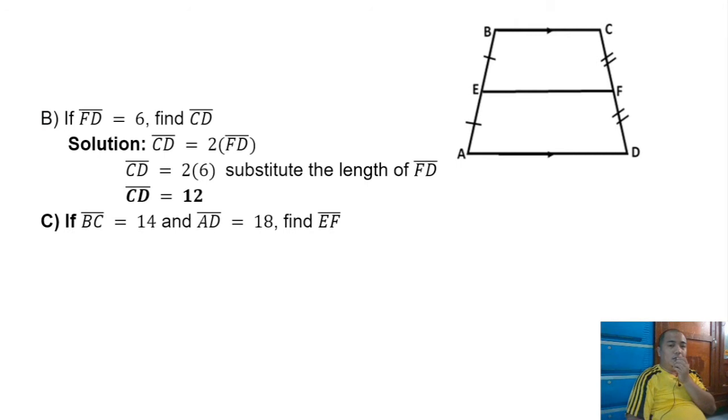Next, in the same figure, if BC is equal to 14 and AD is 18, find the length of EF. This is what we said earlier. The length of the median of a trapezoid is 1/2 the sum of its bases. So BC is the upper base, AD is the lower base. So 14 plus 18 is 32, divided by 2.